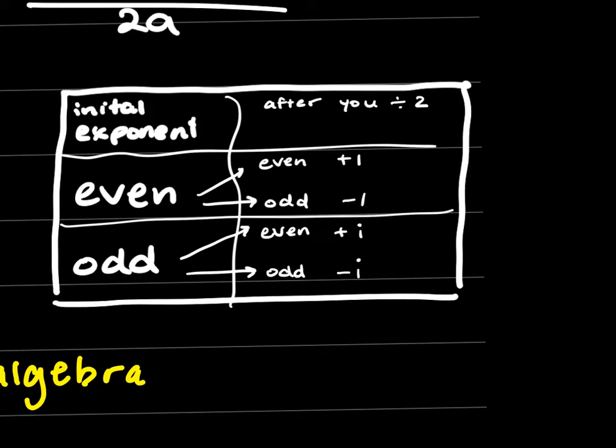So evens will always result in a 1 or a negative 1. Odds will always result in an i or a negative i. But to get to that next sign, you've got to take your number and divide it by 2.